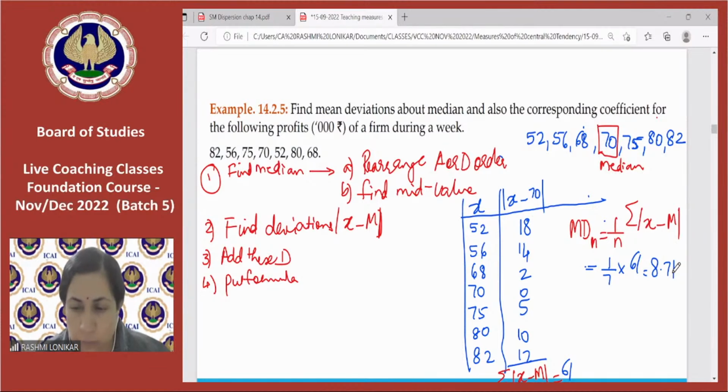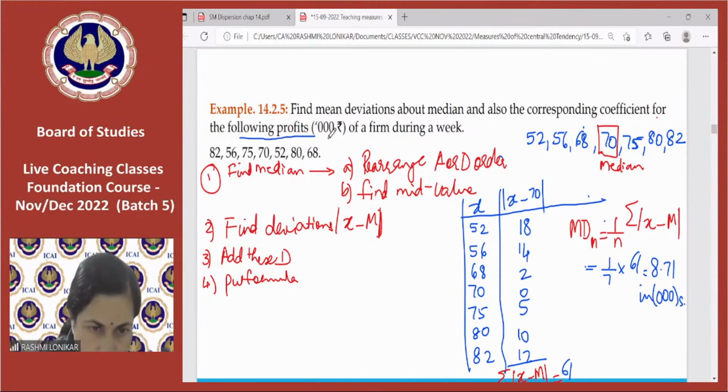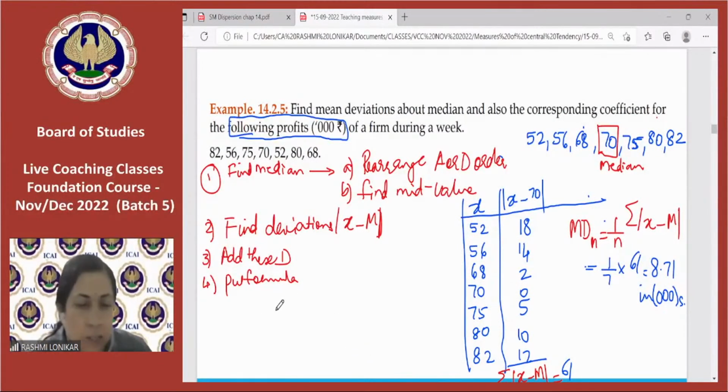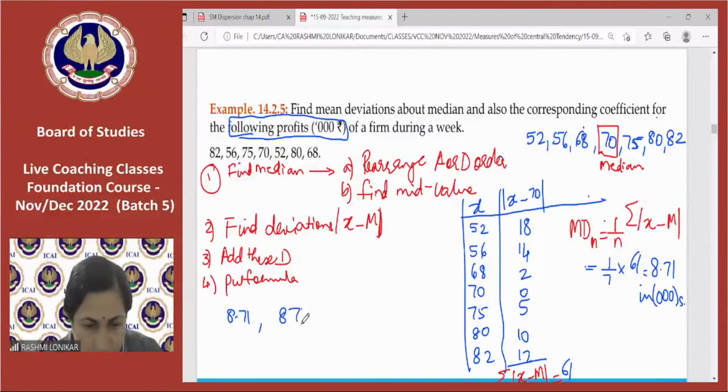Okay, so now this is in thousands. Now see here, they have given the following profits. So this is very important. In the options they may give you this 8.71, or they may give you 8712. So this will be your deviation.